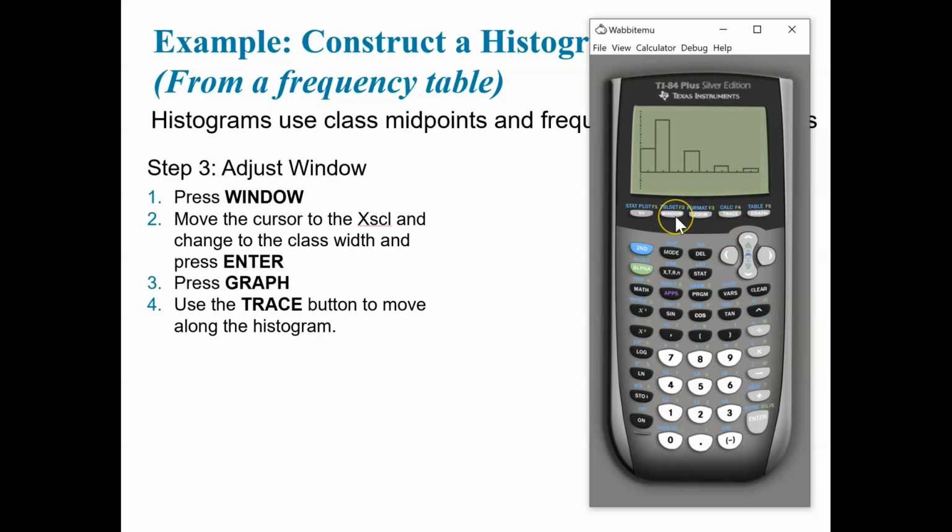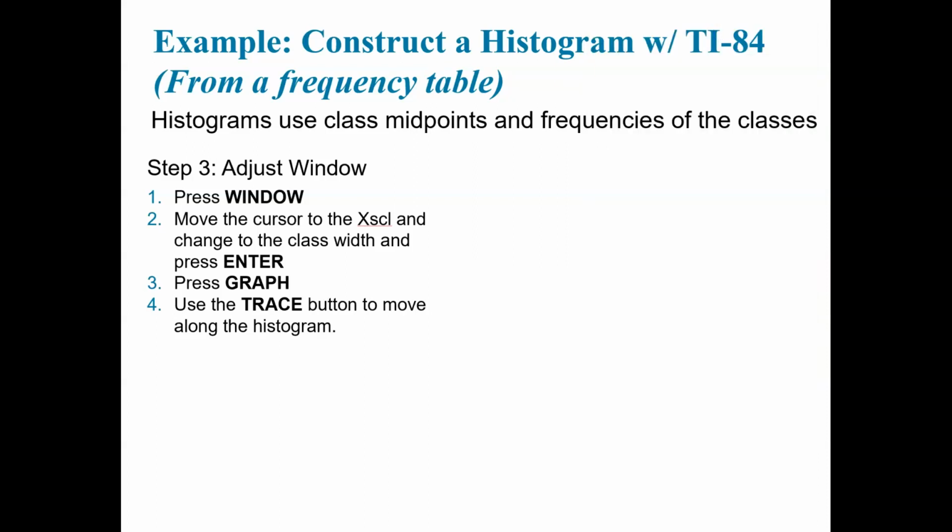We're going to adjust the window. So we're going to go to Window. And the most important thing is we're going to go to our X scale, and this is where we want to change it to the class width. If we recall from the previous section, the class width is 50. And then we want to see the graph, and boom, there we go. If we want to trace along, we hit the Trace button, and we can move all around and see those frequencies and see our beautiful histogram. So I encourage you to do that all over again on your own and make sure that you understand how to use your TI-84.